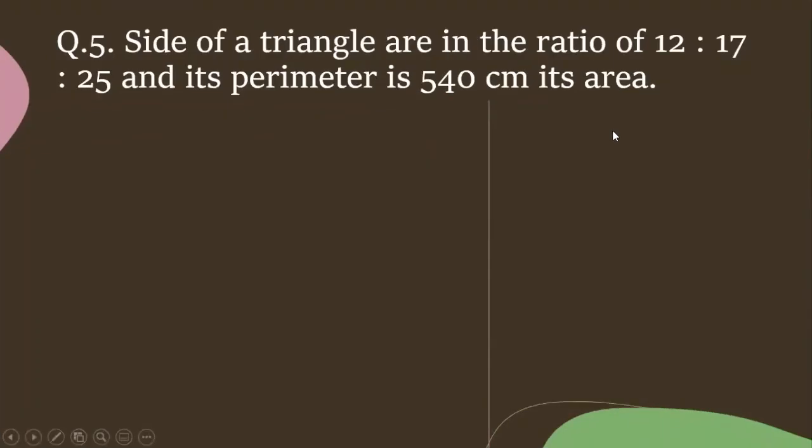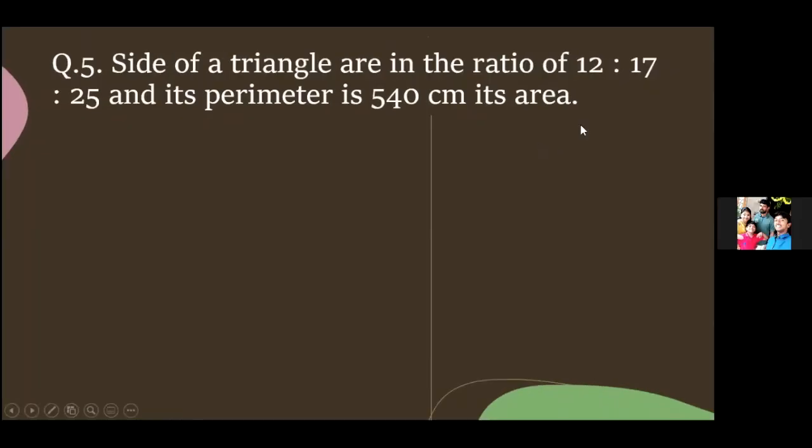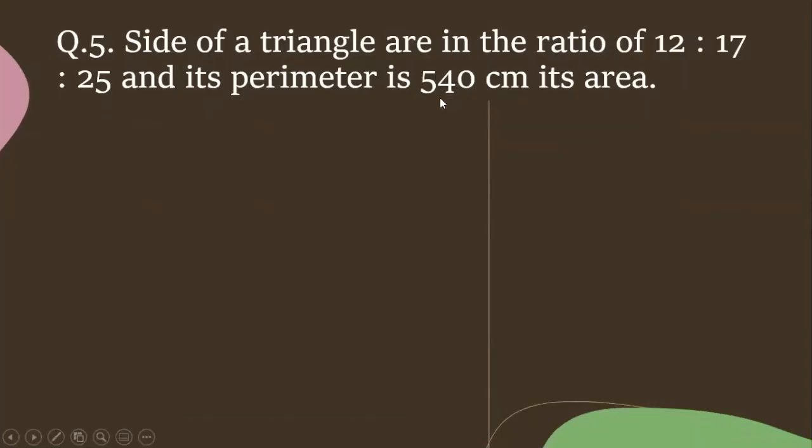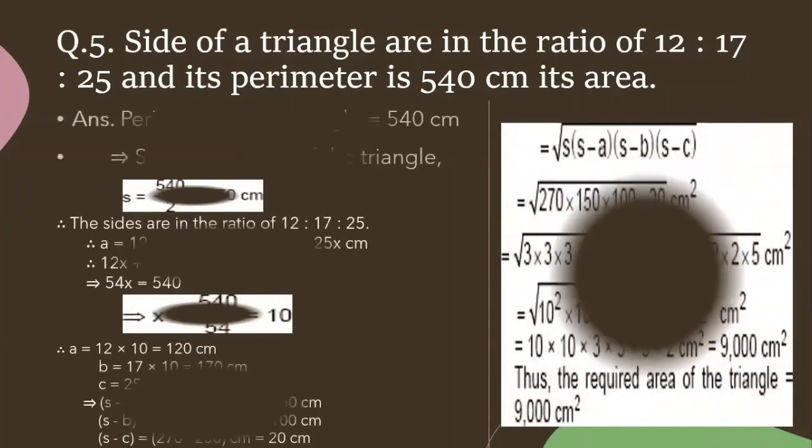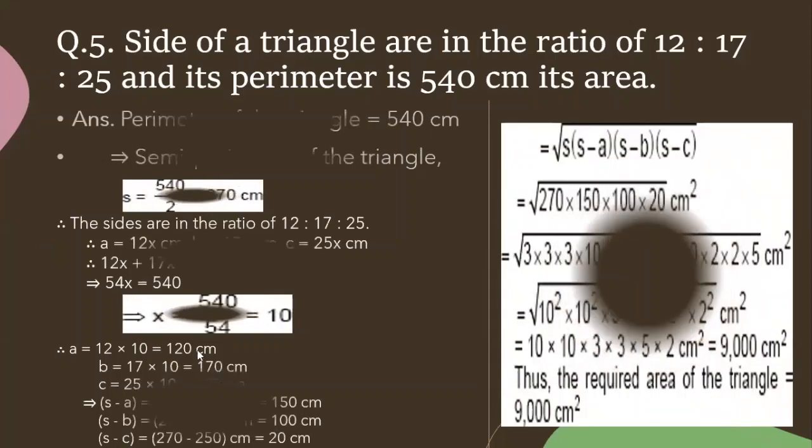3 sides of triangle we are getting. So here x value we are getting 10. So sides of triangle are 12x, 12 into 10, 120. And another side is 170. And third side is 250. Any doubt in this, children? Shall we apply this Heron's formula? Here we got 3 sides, 120, 170, 250.